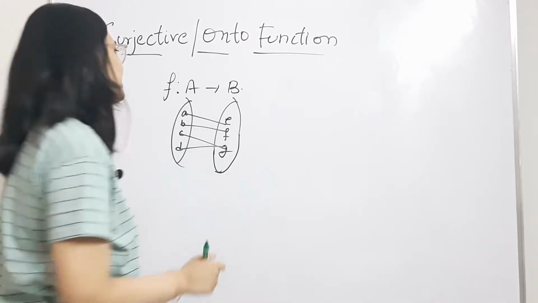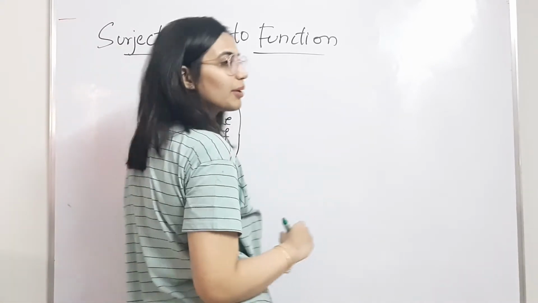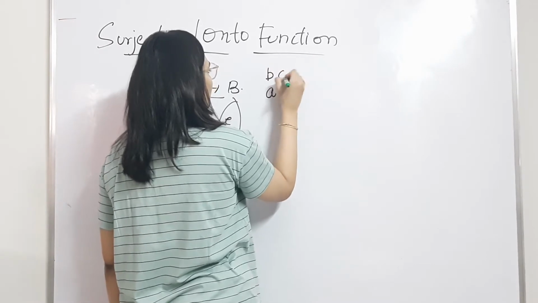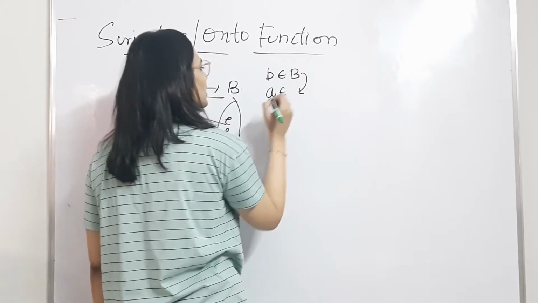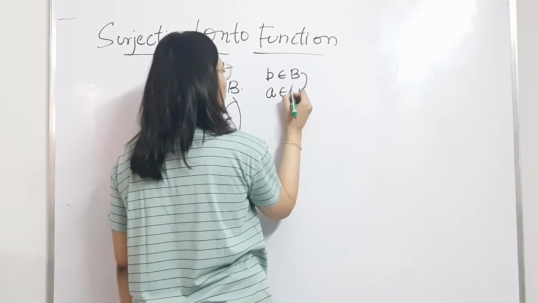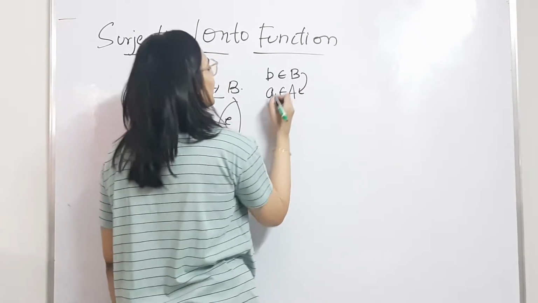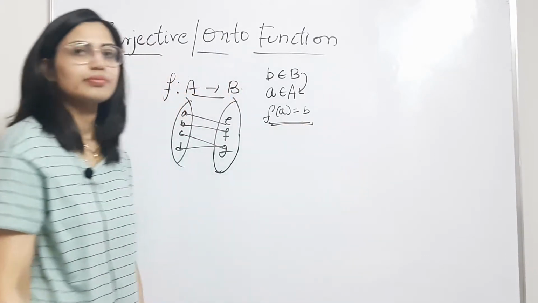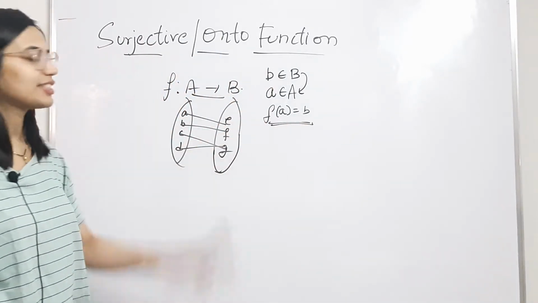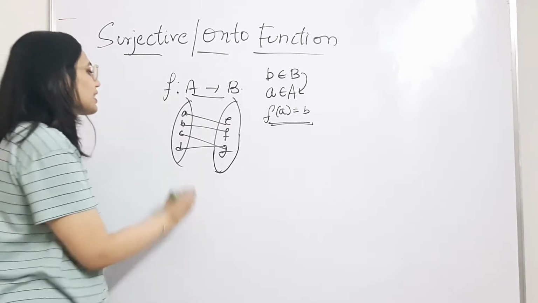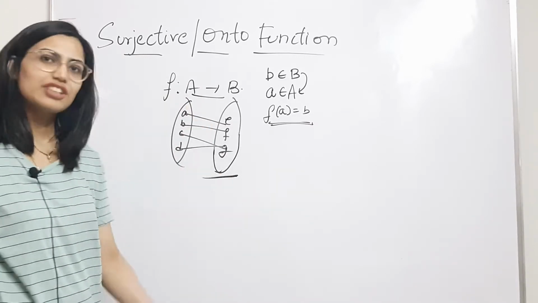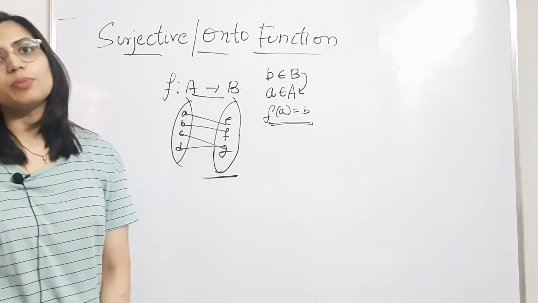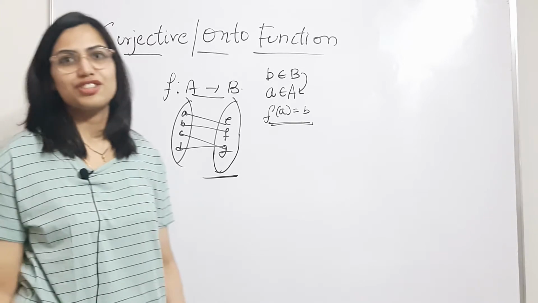So in short, we can say that the function f from A to B is a surjective function if for every b that belongs to B there exists some a that belongs to A and f of a is equal to b. This is a surjective or onto function. In here we can say that its codomain should be equal to its range. All the values in the codomain should have their corresponding value in the domain. That is a surjective function in short.